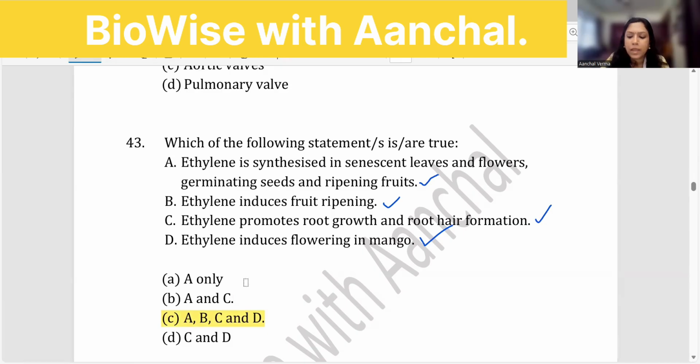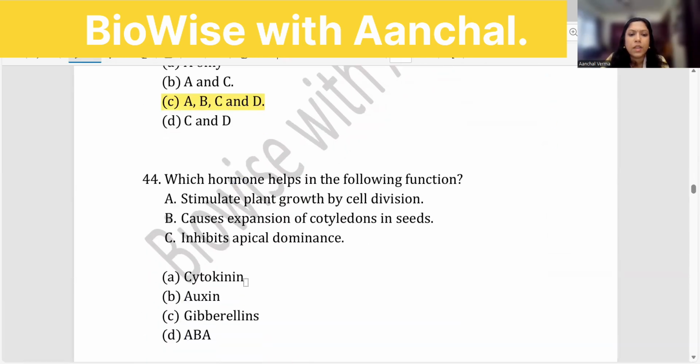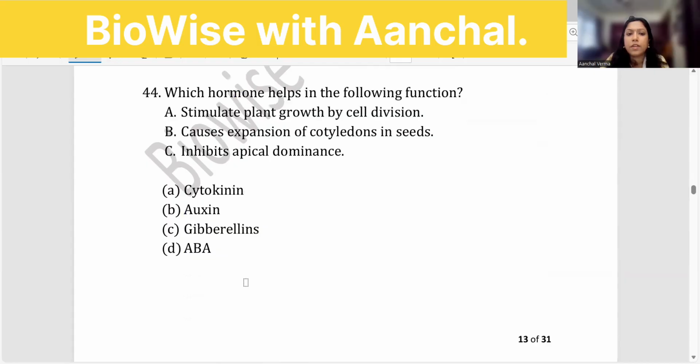Okay. Next one. Which hormone helps in the following function? Stimulates plant growth by cell division. तो सेल डिवीजन का पॉसिबिलिटी ऑक्सिन भी हो सकता है, साइटोकाइनिन भी हो सकता है. Causes expansion of cotyledons in seed and inhibits apical dominance. So if it promotes apical dominance, then it is auxin. If it inhibits apical dominance, it is cytokinin. Okay? Understood? So this is cytokinin answer.